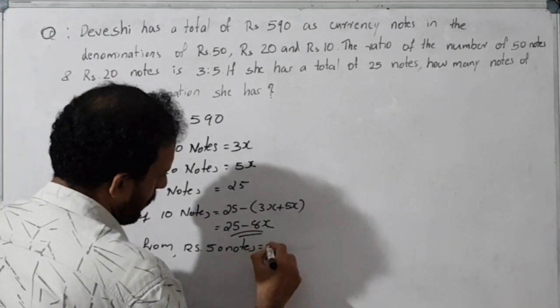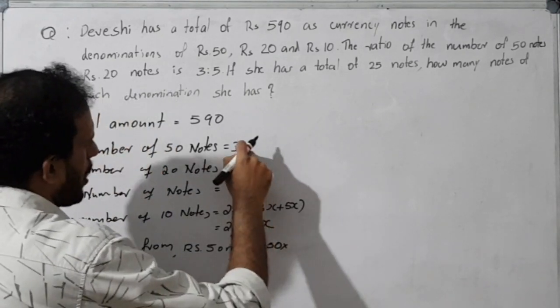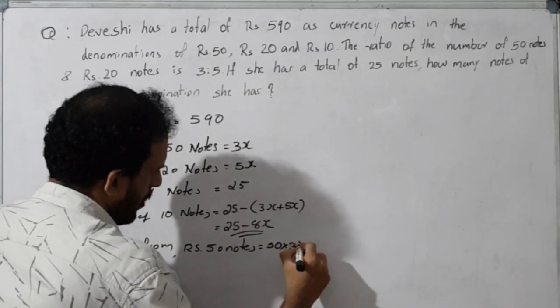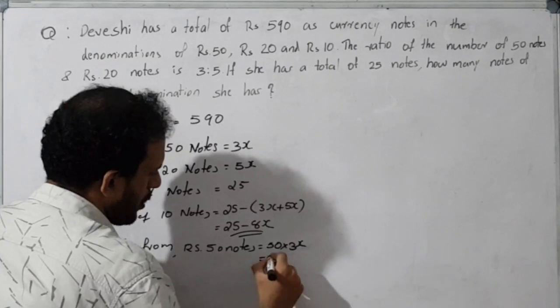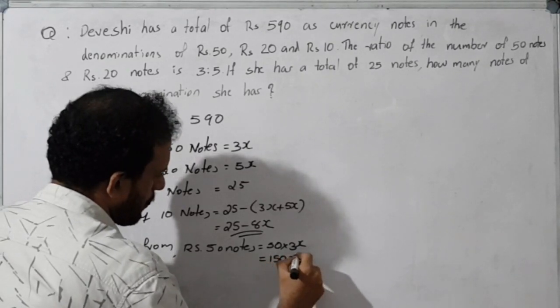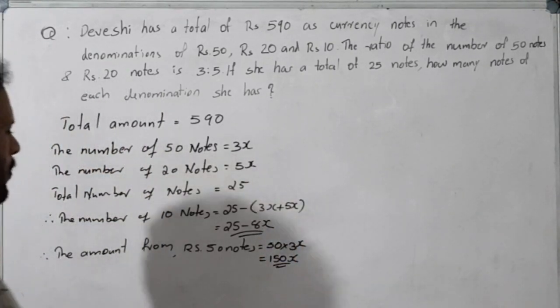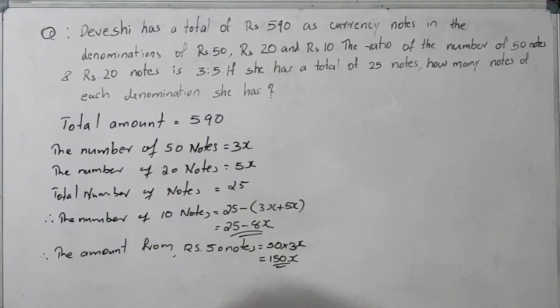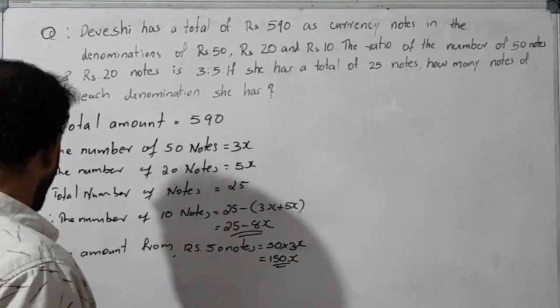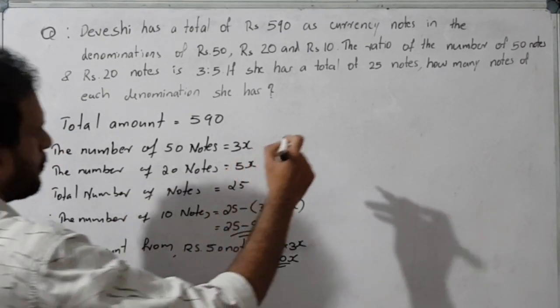Amount means 50 into number of notes. Number of notes is equal to 3x. Then 50 into 3x is equal to 150x. Then what is the amount we get from the 50 note? The amount from the 50 note is equal to 150x, for 50 into 3x is equal to 150x. Okay. The next step.